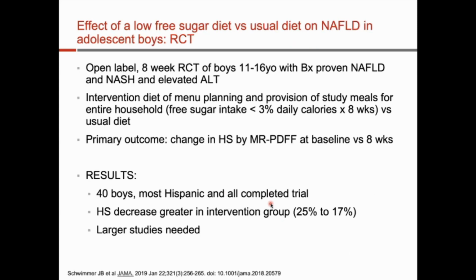Now, this was a study published in JAMA last year. And again, all of these studies are very small. And this study looked at the effect of a low free sugar diet compared to usual diet on NAFLD in adolescent boys. So this was a randomized controlled trial, open label, looking at an 8-week trial of boys age 11 to 16 who already had biopsy-proven NAFLD and NASH and elevated ALT. The intervention was menu planning and keeping the free sugar intake under 3%, which is very low. And they provided the study meals for the entire household versus usual diet.